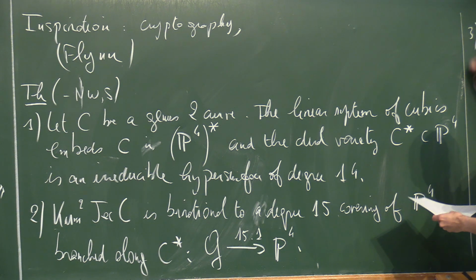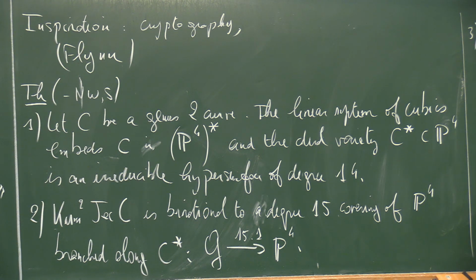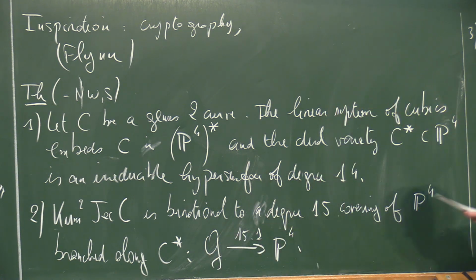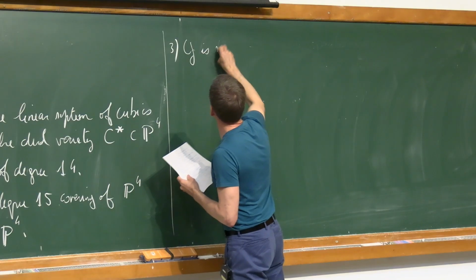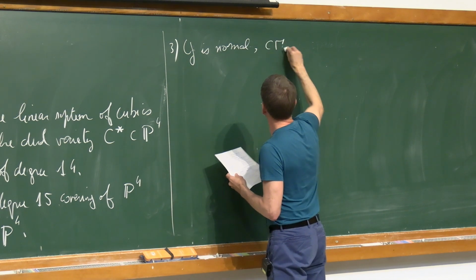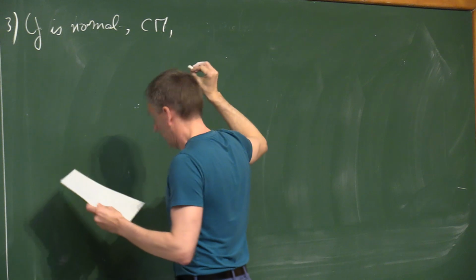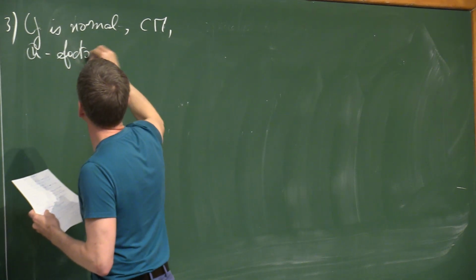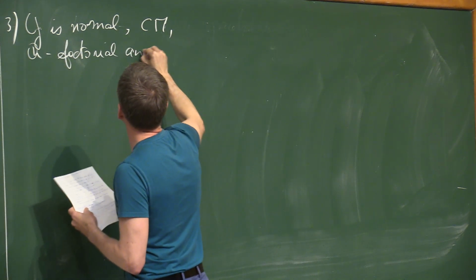Then, in order to be able to do some geometry on this model, it is better to control the kind of singularities. And fortunately, the singularities are not bad. G is normal, Cohen-Macaulay, Q-factorial, and Gorenstein.